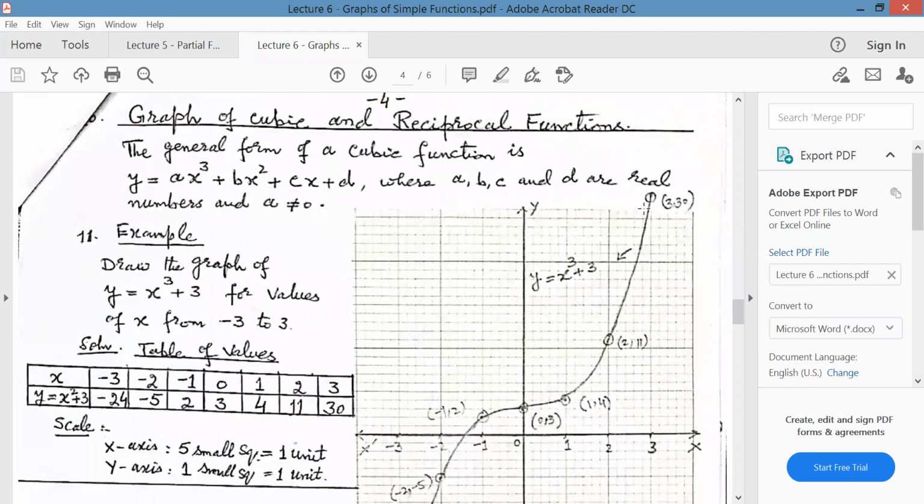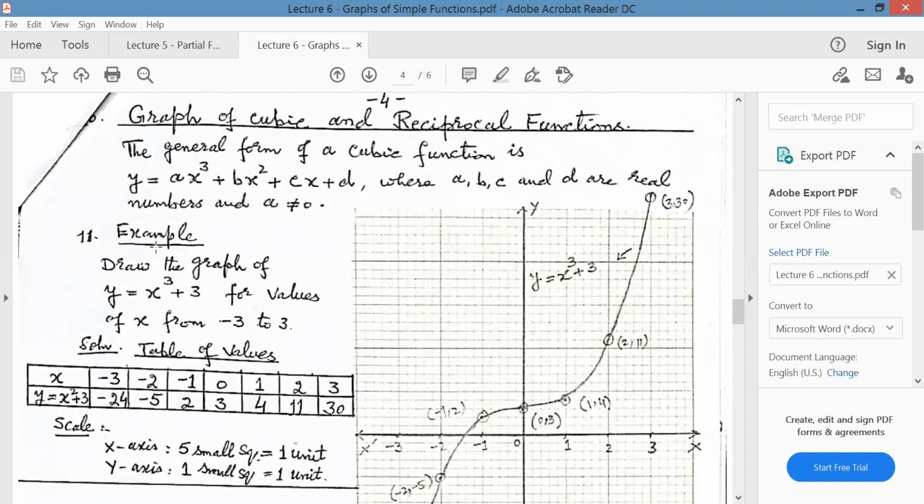Graph of cubic and reciprocal functions. The general form of a cubic function is y equal to ax cube plus bx square plus cx plus d, where a, b, c and d are real numbers. And a should not be 0, because if a becomes 0, then the cube term will also go 0 and the equation will then become quadratic. The coefficient of the first term should not be 0, so it will remain a cubic equation. This is the general form.